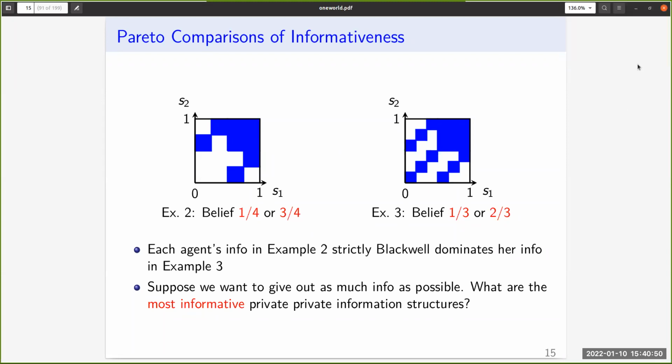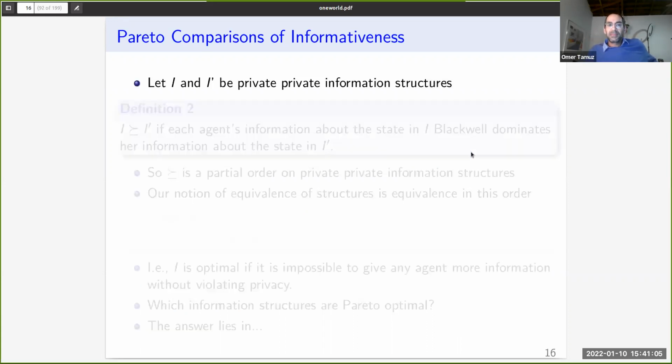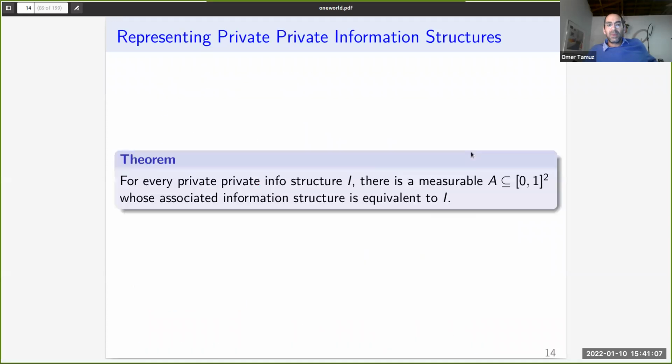Omer, does this unit square result generalize? Is this one of the results that generalizes? It generalizes, yes, to n agents and n possible values of the state. This is the representation theorem, that you can always take this to be so.